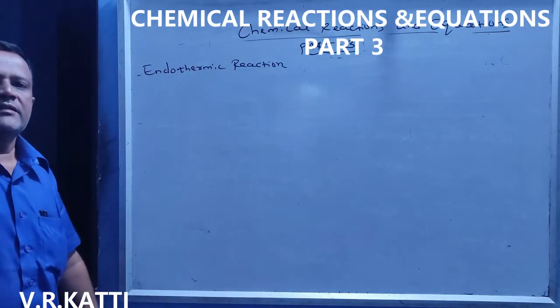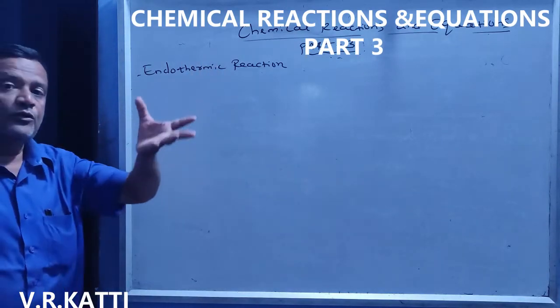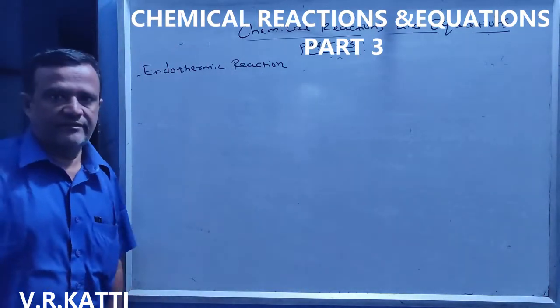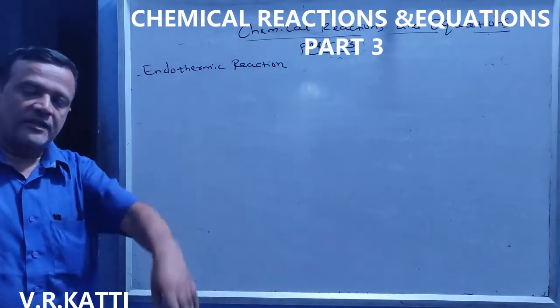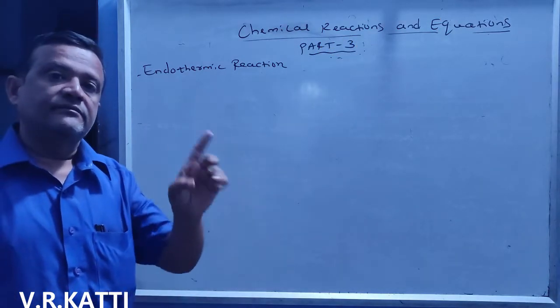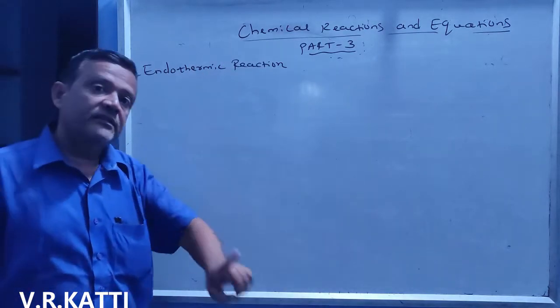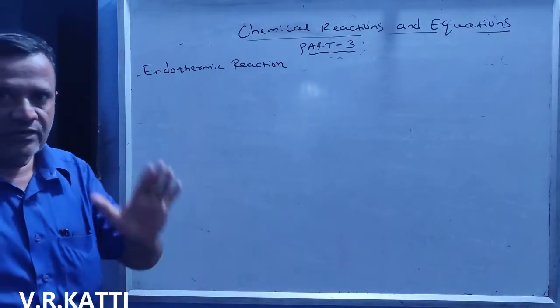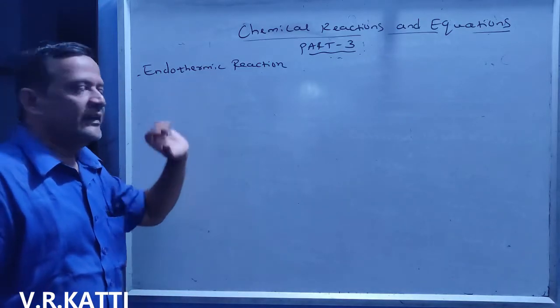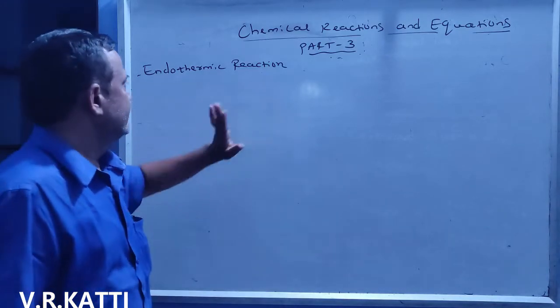In the last class we studied how to balance chemical equations, and also the types of chemical reactions. You studied 4 types of chemical reactions. Students, let us begin this chapter.